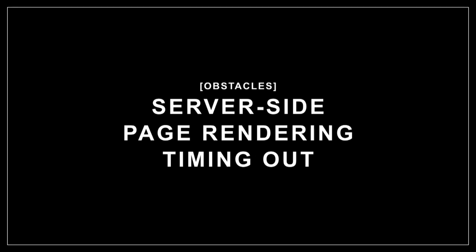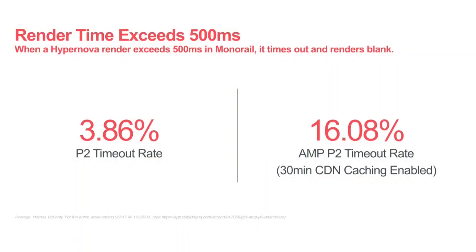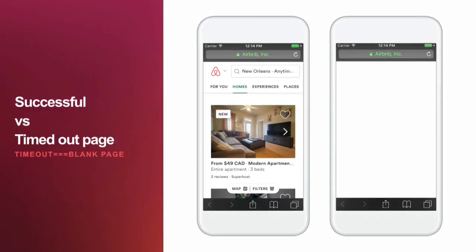Obstacles. So one of the first major obstacles was that our page was timing out. Server-side rendering was timing out 16% of the time. Compare that to less than 4% for a canonical page. And when it times out, this is what it looks like, whoops, on the right side here. It's just a blank page versus what it's supposed to look like on the left.